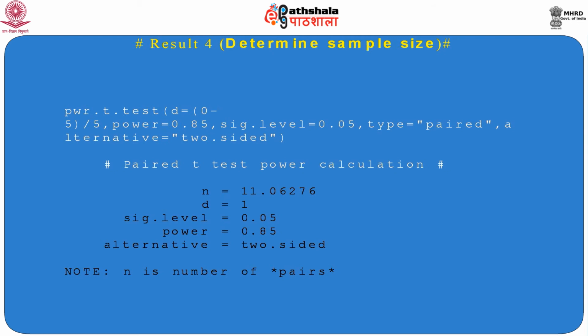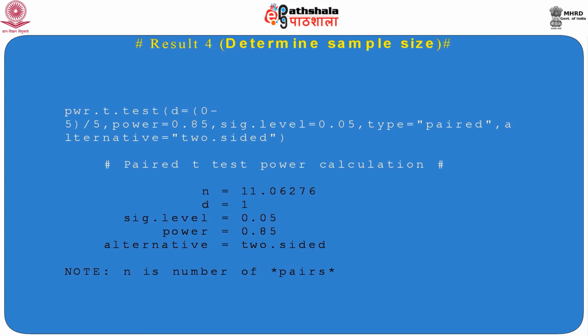Now we will go for another example where power has been changed. Earlier power was 0.95 and now here we are considering power equal to 0.85. Again significance level is considered as 0.05 with type paired and alternative two-sided. Here we are getting sample size as 11.06, so it is quite reduced in comparison to the other one where d has not changed, it was still 1. Significance level also did not change, only the power value changed from 0.9 to 0.85 and you can see our sample size decreased. So if we decrease our power value, then it is obvious that our sample size will decrease.